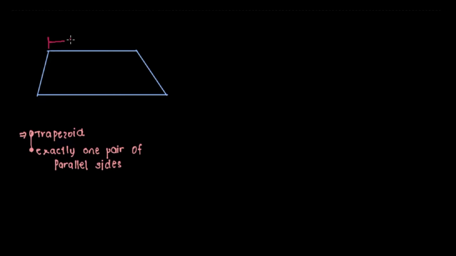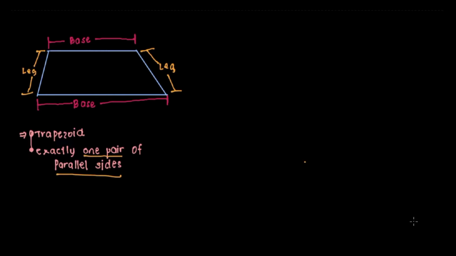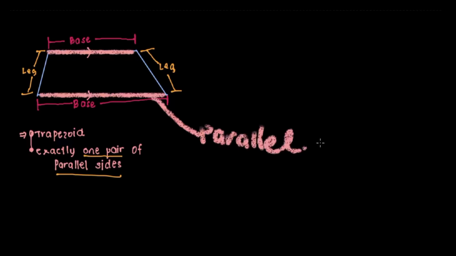But first, let us identify the parts. Okay, so this one is what we call the base, and ito ay base din. So may base tayo na dalawa, no? And on the other hand, we have the legs. We have two legs sa ating shape. Now, alin dito yung sinasabing one pair of parallel sides? Itong mga base. Okay? So, palagi yon. This one is the pair of parallel sides. That is the description of a trapezoid.